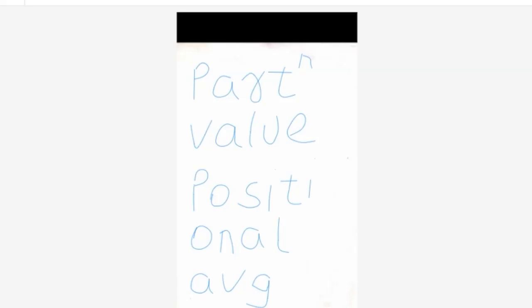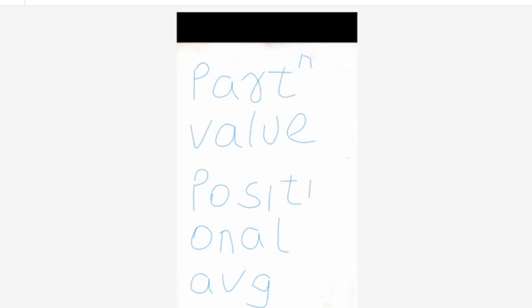Next, why is it called the positional average? Because we know the position of the median. The median is the average which lies exactly at the middle of the distribution, and since it lies exactly at the middle, it is called the positional average.